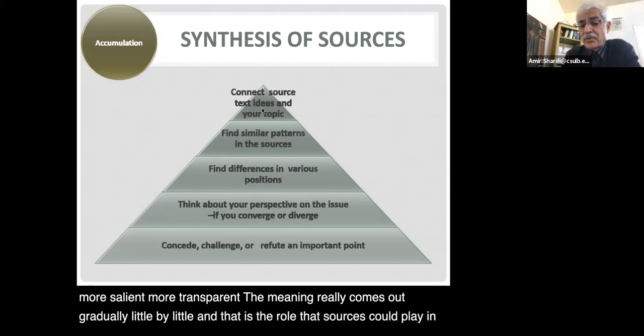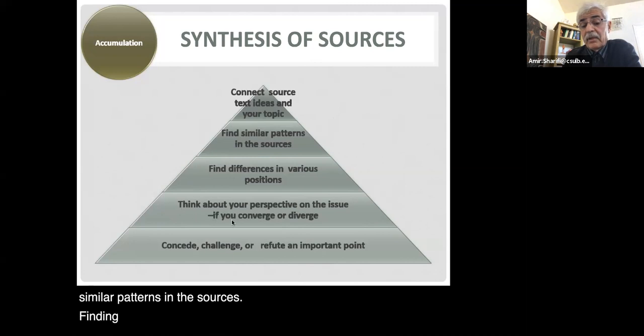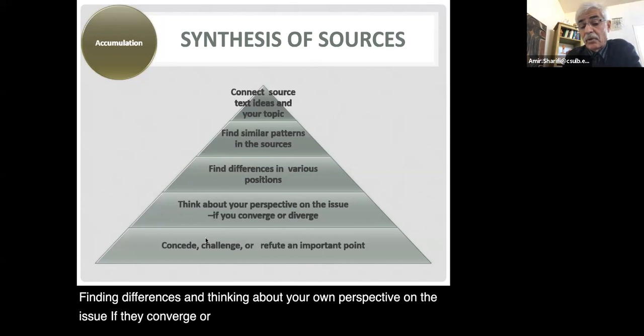So connecting your source text, ideas with your topic, finding similar patterns in the sources, finding differences, and thinking about your own perspective on the issue, if they converge or diverge, and of course, conceding, challenging, refuting an important point.